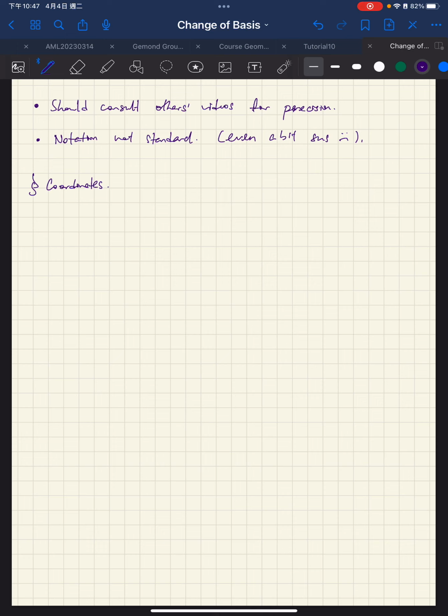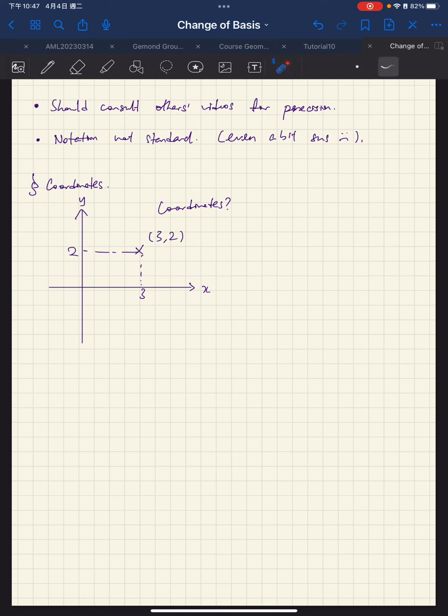So the main question is really: what is the coordinate of this thing? You will say, oh, it's easy, right? We all learned this in high school. It's 3, 2, because this is the horizontal 3 and this is the vertical 2. So it's 3, 2. But if you think carefully, what exactly does this 3, 2 mean?